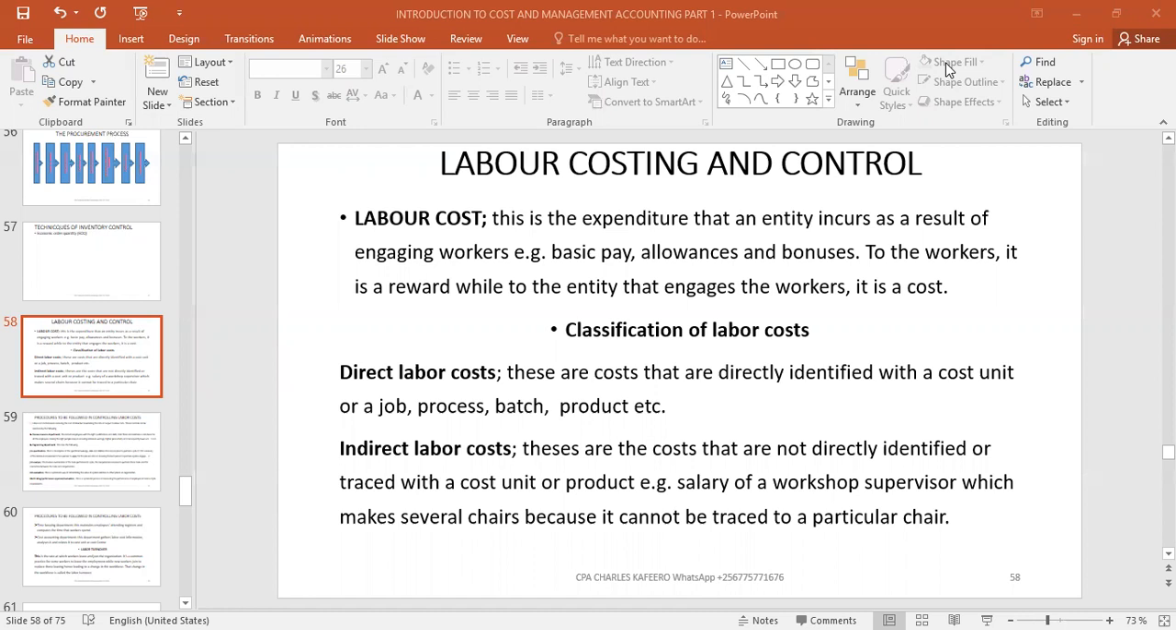When we are talking about labor costing and control, here we are trying to mean how we can accumulate the costs we are incurring on the human efforts we are using in the production process, and we are computing the cost in terms of their basic salaries, allowances, and other bonuses, plus overtime and other benefits in regards to employment.